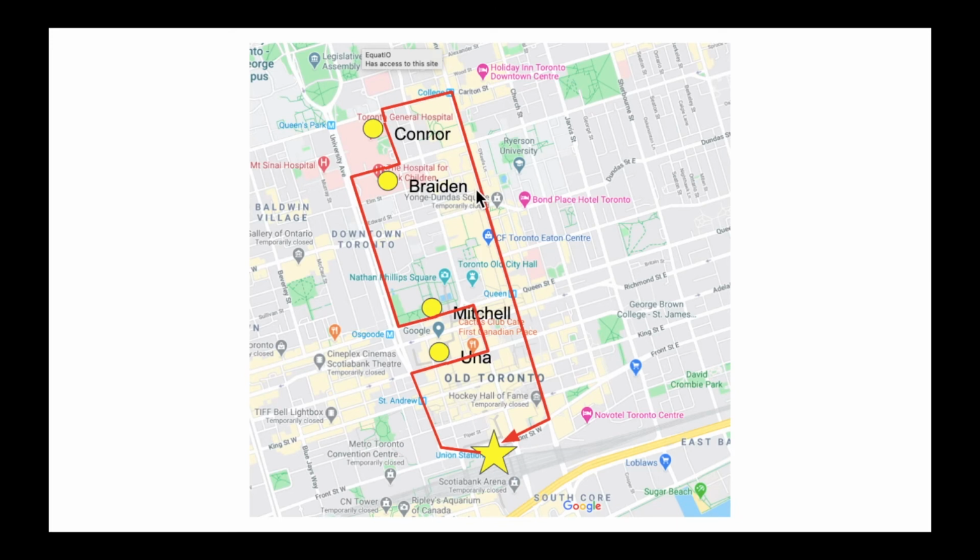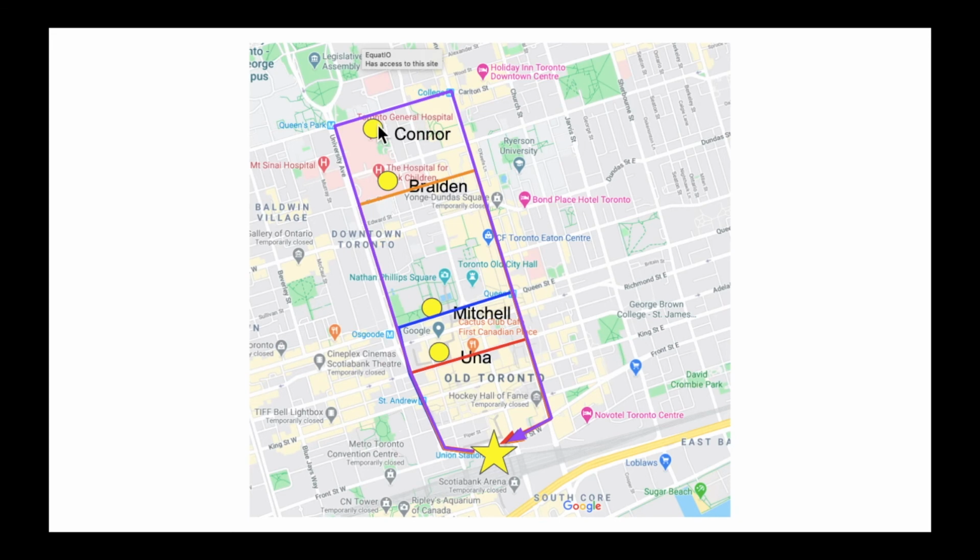Well, what about a parallel circuit or parallel connections? Let's go back to the start again. Same scenario. We're down here at Union Station. We have our 4 people that need to be picked up from their respective workplaces, and let's get going here. So let's send out a car, taxi or an Uber, to go pick up Una and bring him to the train station. At the same time, a second car can go out and pick up Mitchell and bring him back to the train station. And as that car goes, let's get a third one out to get Braden, and a 4th one out to get Connor.